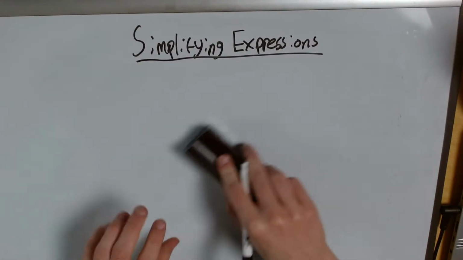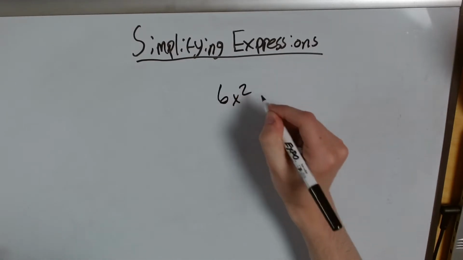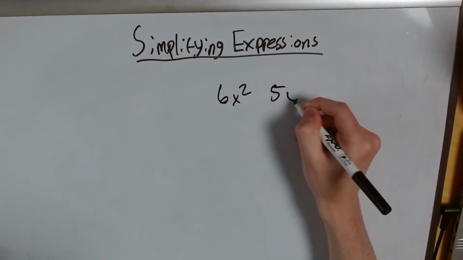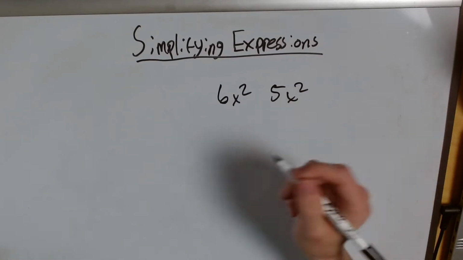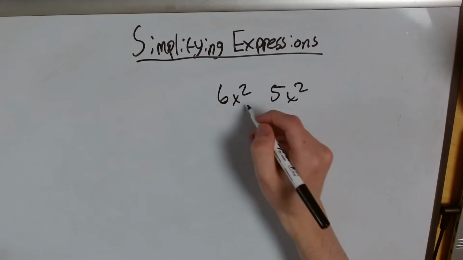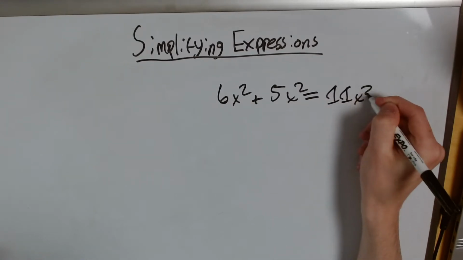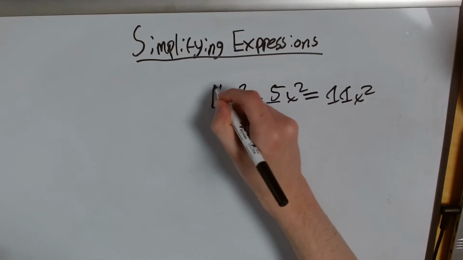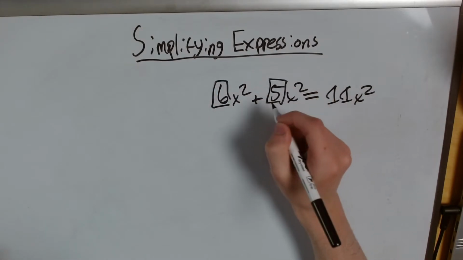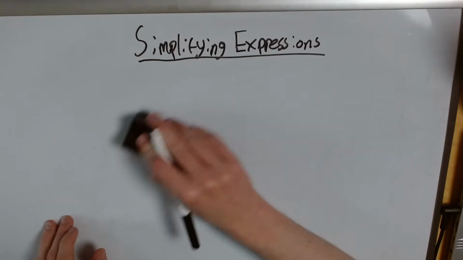Like terms are variables with the same letter raised to the same exponent. For example, if I had 6x squared and 5x squared, I'd say they were like terms. Like terms means that we can combine and add them. So I have 11x squared. I just add these coefficients together. And that is all my basic terms.